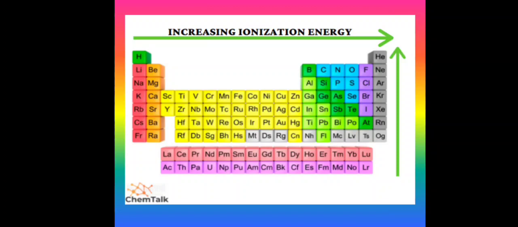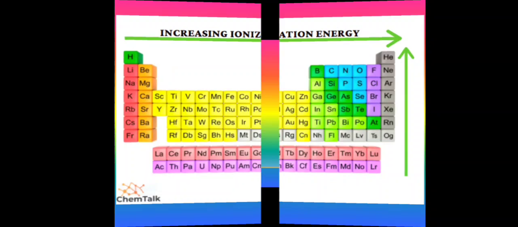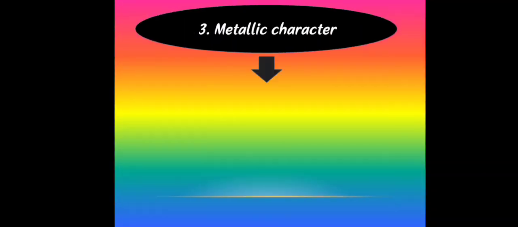As a result, the ionization energy increases. But as we go along a group, the number of electrons increases as well as the number of shells increases. So the attraction of the nucleus decreases. So it becomes easier to remove the electron from the outermost shell. That means along the group, the ionization potential or the ionization energy decreases.